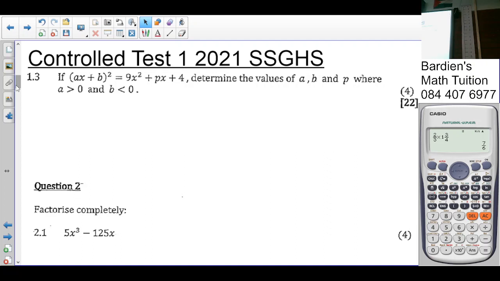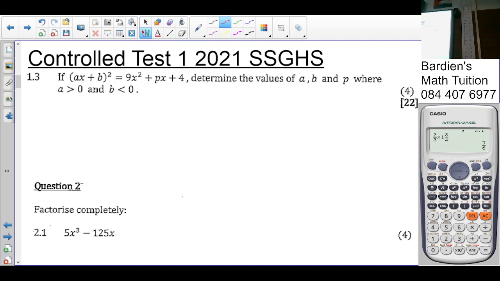Right. If (ax + b) all squared is equal to 9x squared plus bx plus 4, determine the values of a, b, and p where a is greater than 0 and b is less than 0. If a is greater than 0, what does that mean? A is positive, not so. A is positive, then we are told that b is less than 0. What does that mean? B has to be negative.